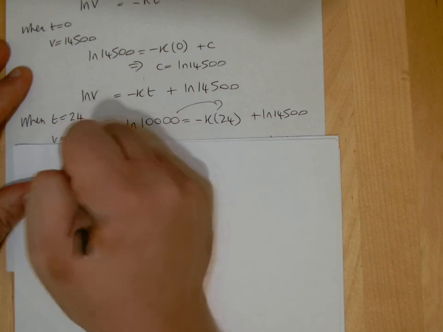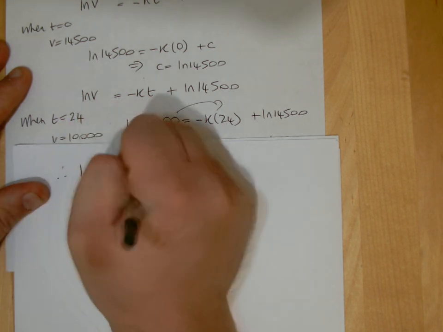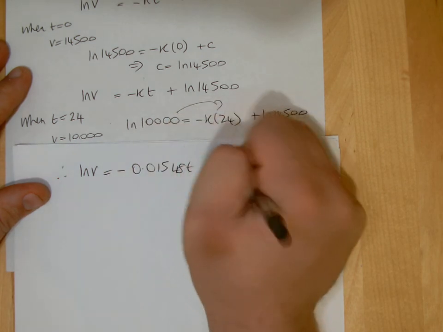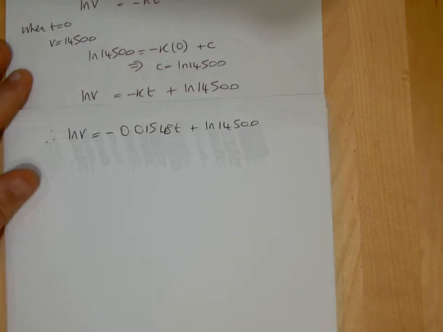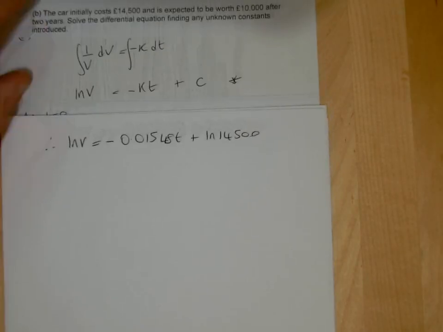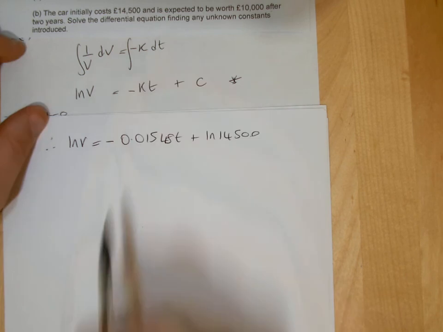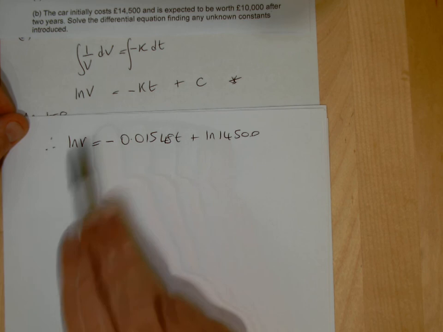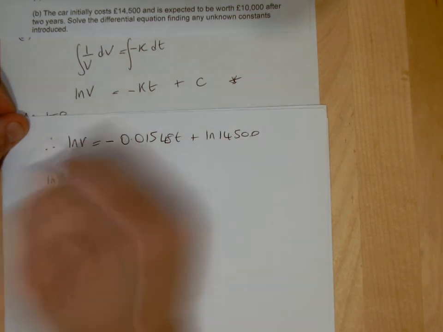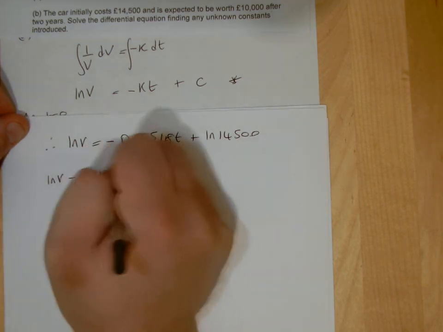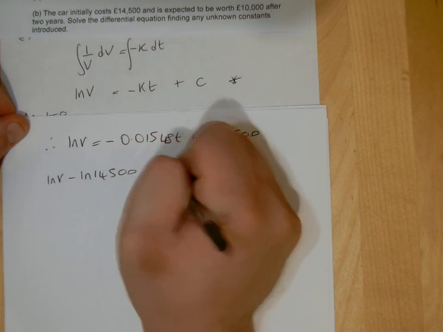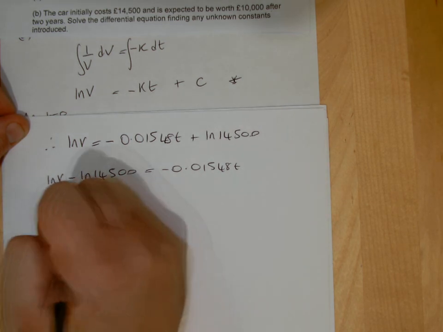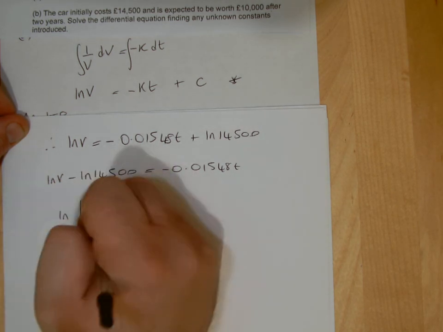So I can say therefore ln v is equal to minus 0.01548t plus ln 14,500. And all I've got to do then, because it says in the question to solve the differential equation, is get v equals. So what I'm going to do is take that over. So I'll have ln v take away ln 14,500 equals minus 0.01548t. I can write this as a single logarithm because we are taking away.